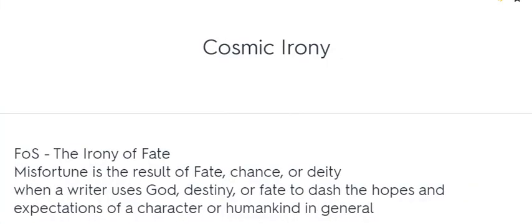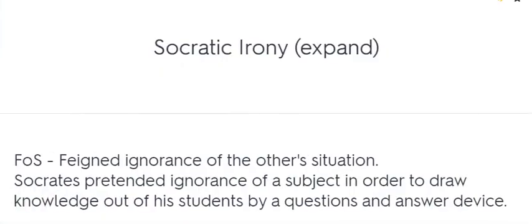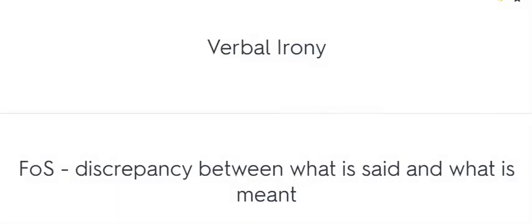Cosmic irony. FOS, the irony of fate. Misfortune is the result of fate, chance, or deity when a writer uses God, destiny, or fate to dash the hopes and expectations of a character or humankind in general. Socratic irony. FOS, feigned ignorance of the other's situation. Socrates pretended ignorance of a subject in order to draw knowledge out of his students by a question and answer device. Verbal irony. FOS, discrepancy between what is said and what is meant.